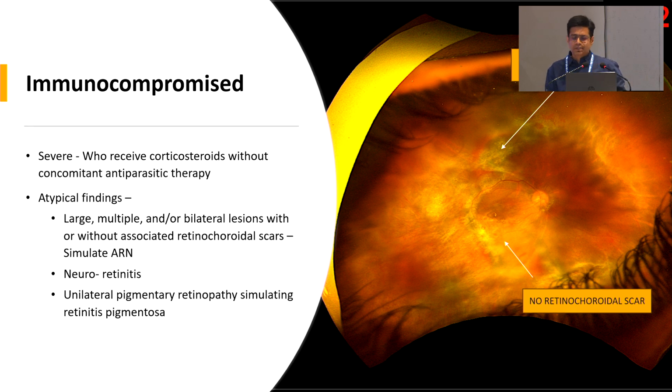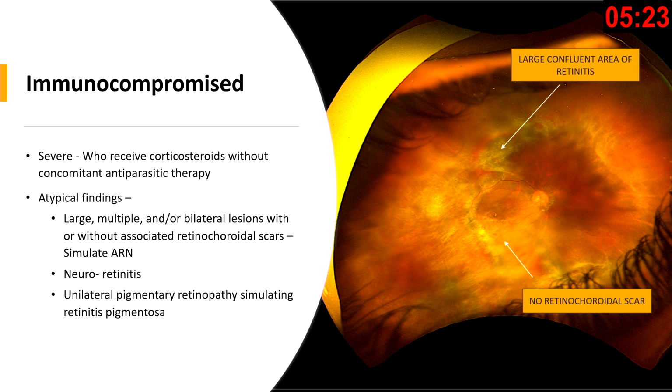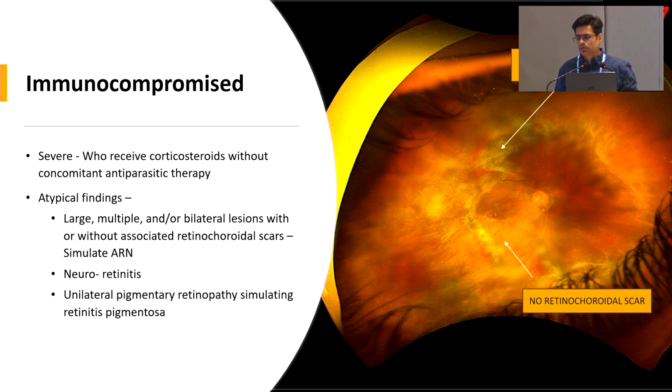Then the other form is basically the atypical form, which occurs in immunocompromised individuals, specifically ones who might be on steroids, maybe because of a wrong diagnosis, or maybe immunocompromised by the immune status, or maybe an elderly patient who can have these sort of atypical presentations. What we were talking about was a focal lesion, and now you are seeing these large confluent areas of retinitis, and there is no scar that might tell you that it's a reactivation, and these patients are typically a differential for ARN.